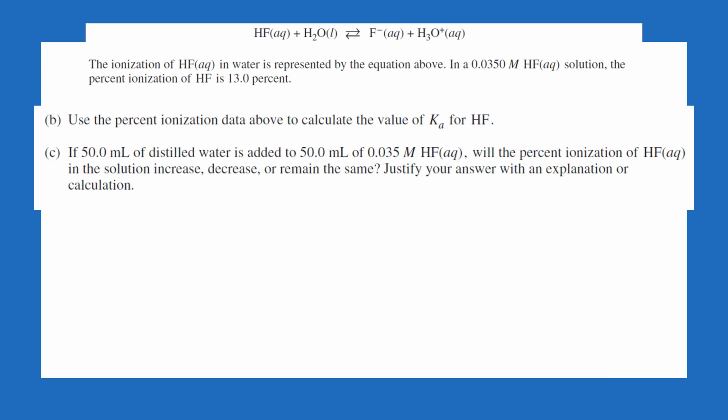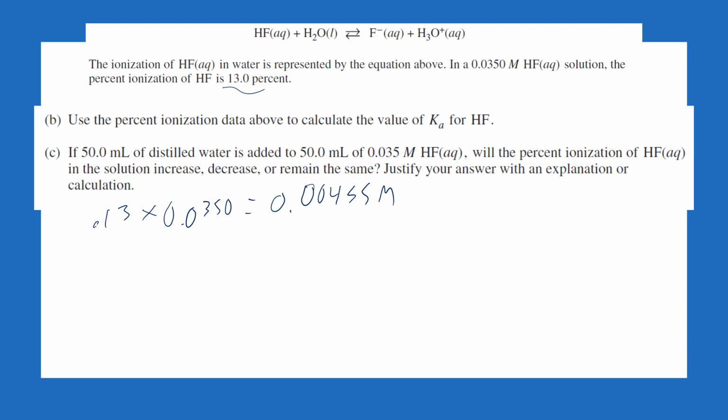Okay, now for part B, we want to use the percent ionization data to calculate the value of Ka for HF. So you would take the 13%, and so 0.13, write that as a decimal, and then you multiply by the 0.0350 to give us the molarity that is ionized. So when you multiply that, you get 0.00455 molar. That's how much actually is ions.